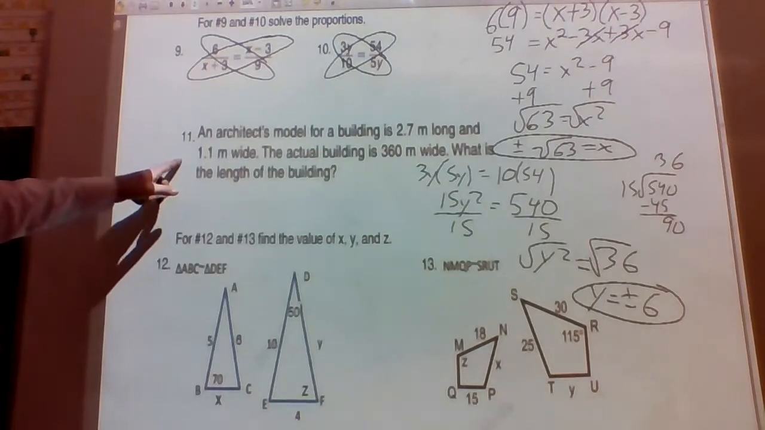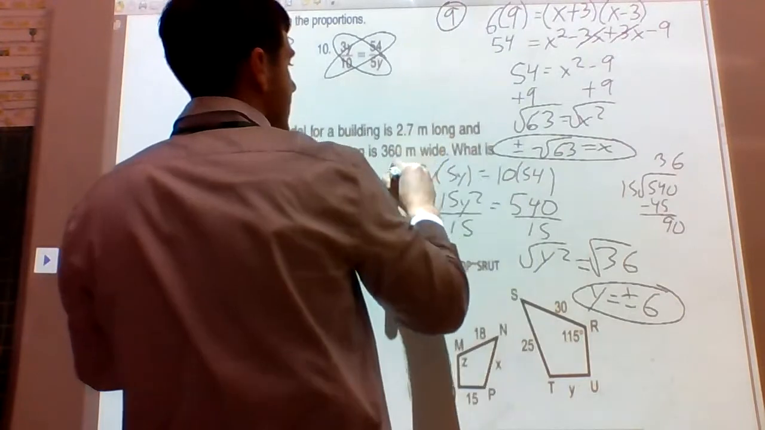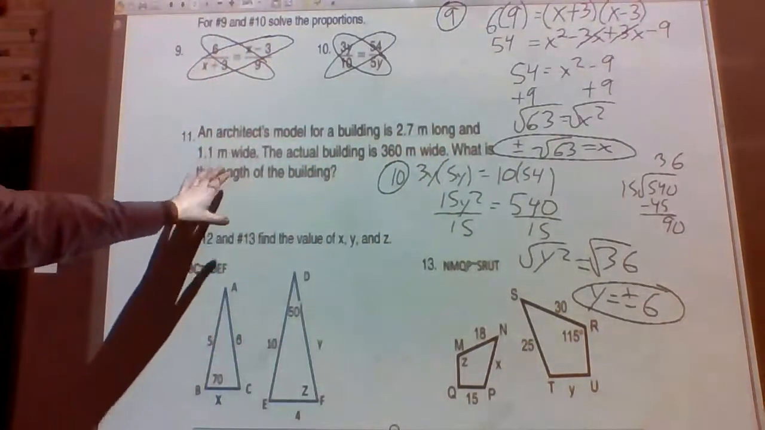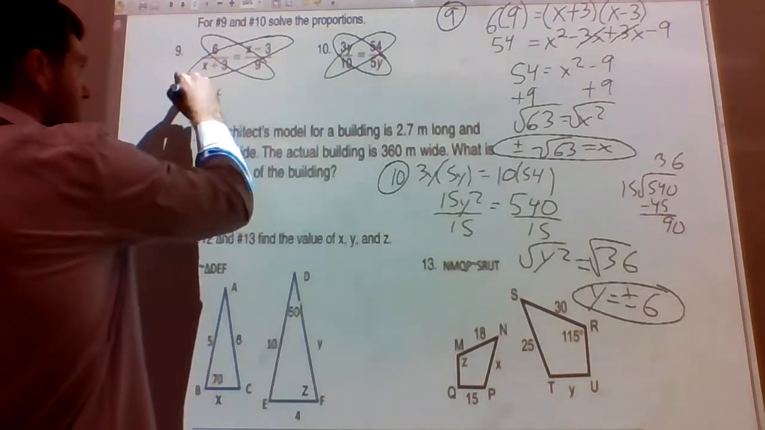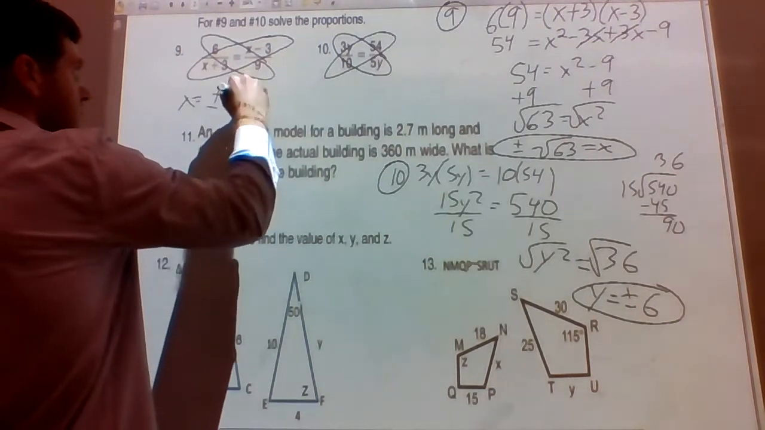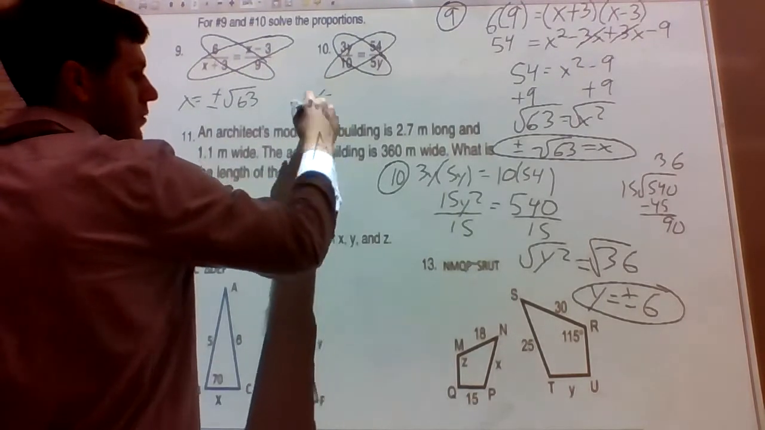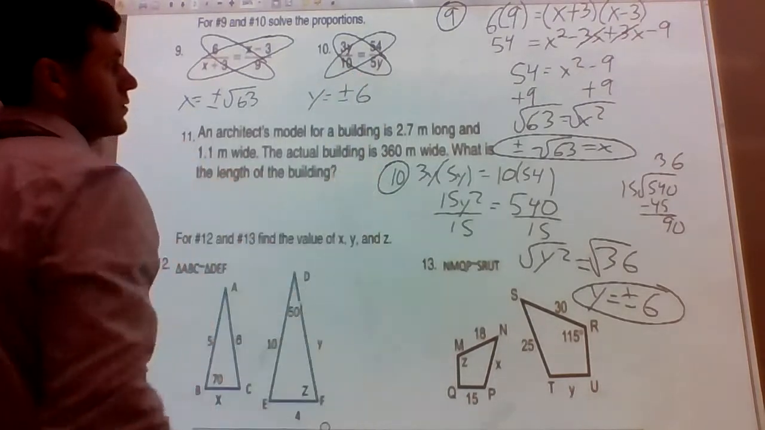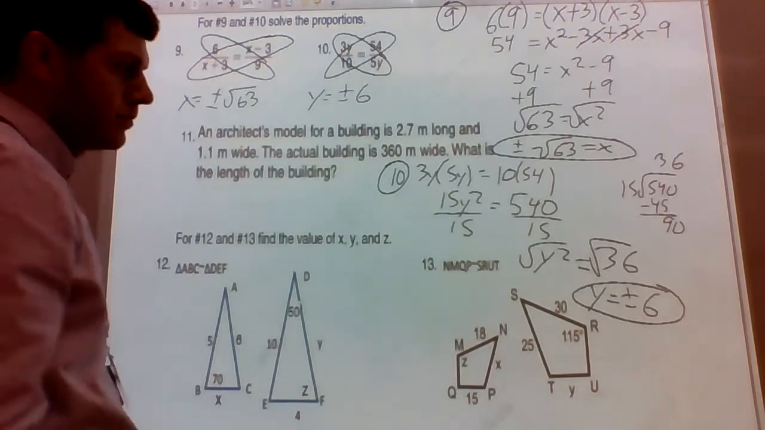Okay. Number 11, so that's 9 and 10. So this was 9 and this was 10. So this was plus or minus square root of 63. Here was x, y equals plus or minus 6. We could plug them in to make sure, but I think we're okay.